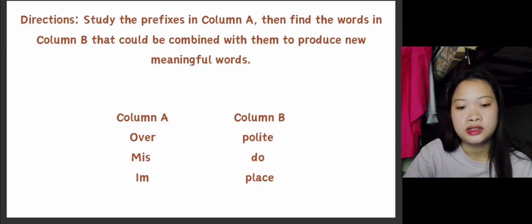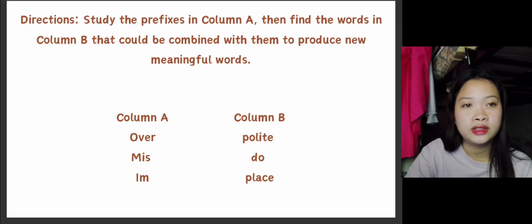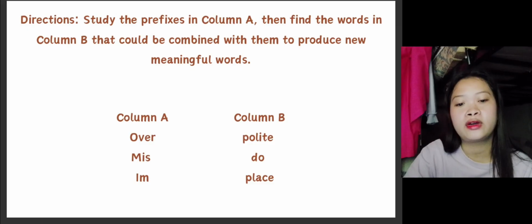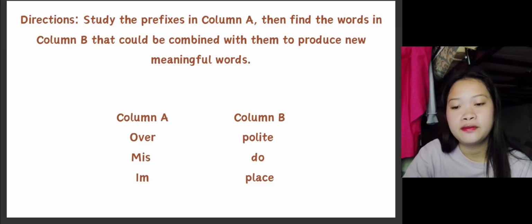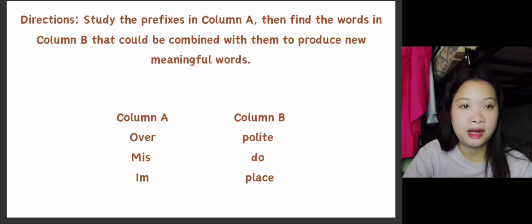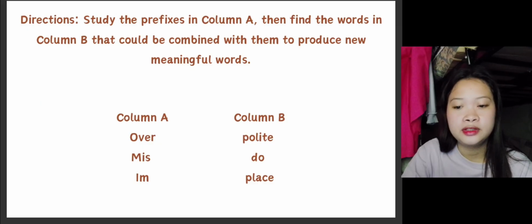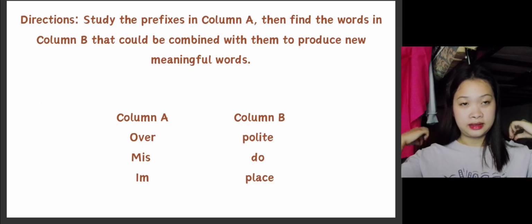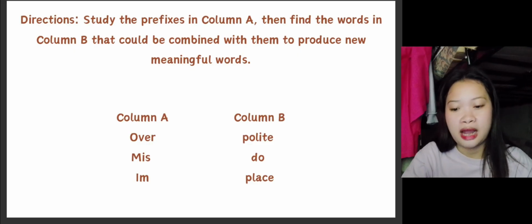Okay, let's try. First, over. Where can we put it? Overpolite, overdo, or overplace? Okay, overdo, very good. Next one, we have miss. Can we connect it to polite, misdo, or misplace? Okay, misplace, very good. Next is im. Where can we put it? Impolite. Very good.